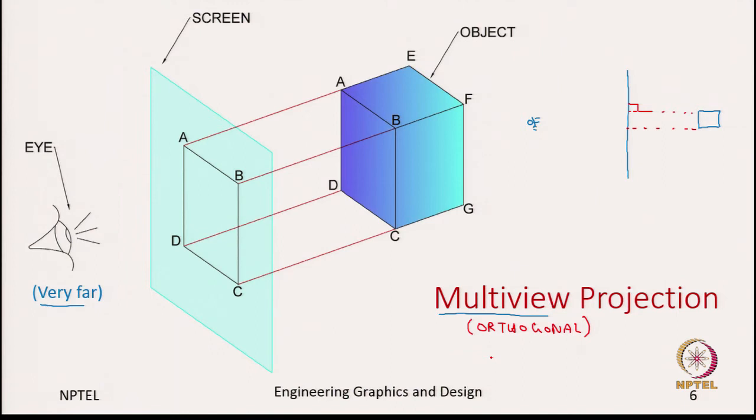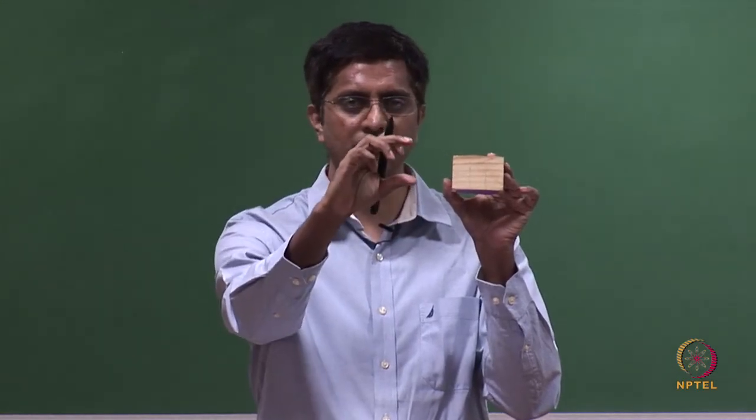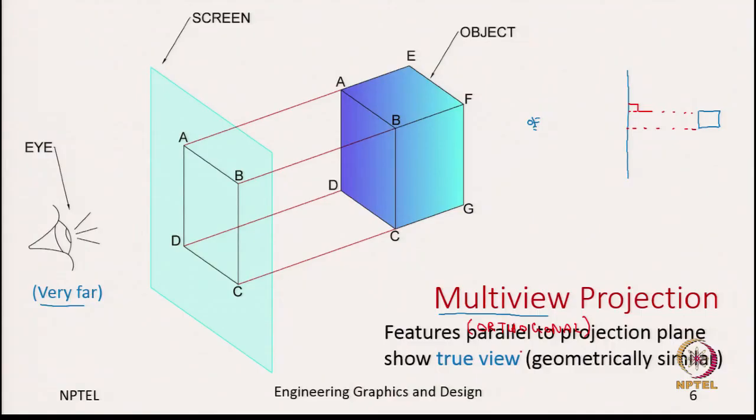So, in orthogonal projections, what you see is, let us say the length of BC on the object is 50 millimeters. On the projection plane, you will again see it as 50 millimeters. The reason is features parallel to the projection plane show true view, which means if you notice, this line BC is parallel to the projection plane. Since it is parallel to the projection plane, the length of BC on the projection plane will also be exactly the same. So, it will show the true length.